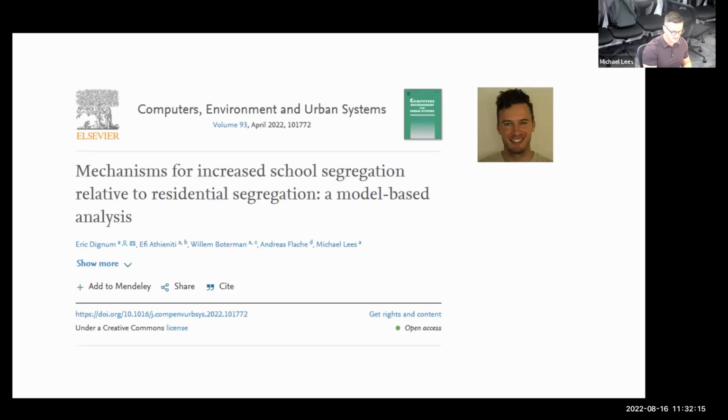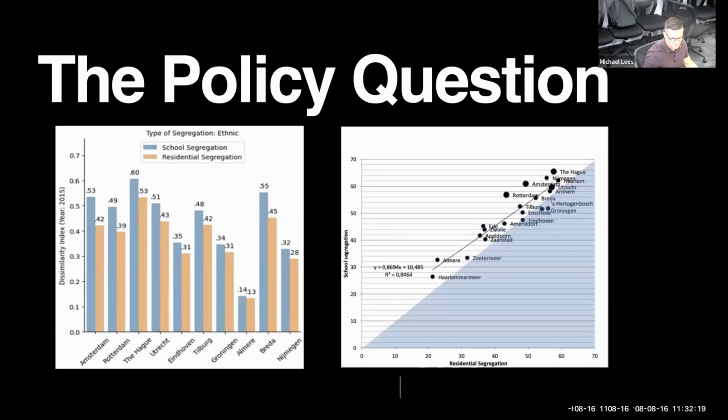The first thing that we looked at with this theoretical model was this question of, well, let me explain. The policy question is this. What you see here is real data, and all these strange names that you see on the right are different cities in the Netherlands.